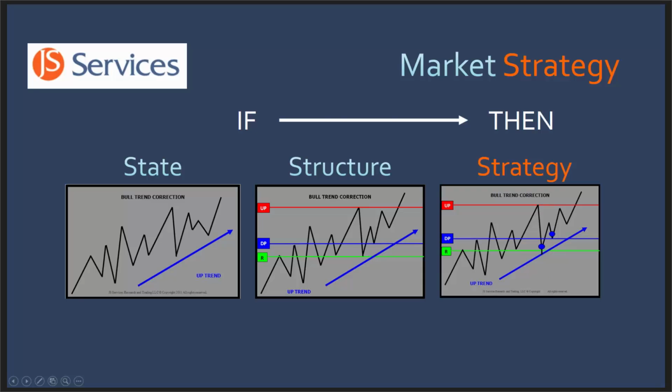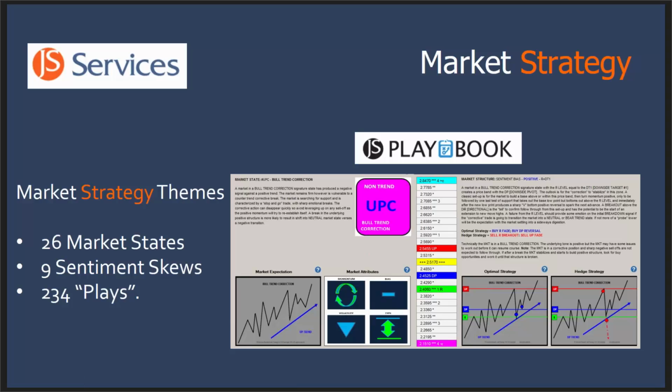So it's always, like I said at the beginning, all awareness. What's the state condition? What's the structure of that condition? And what are the optimal strategy themes that are a function of that dynamic? And we call it our playbook. So we've identified 26 market states, and we've identified 9 different sentiment skews of where the R level can be on the price map structure, and that results in 234 unique plays.